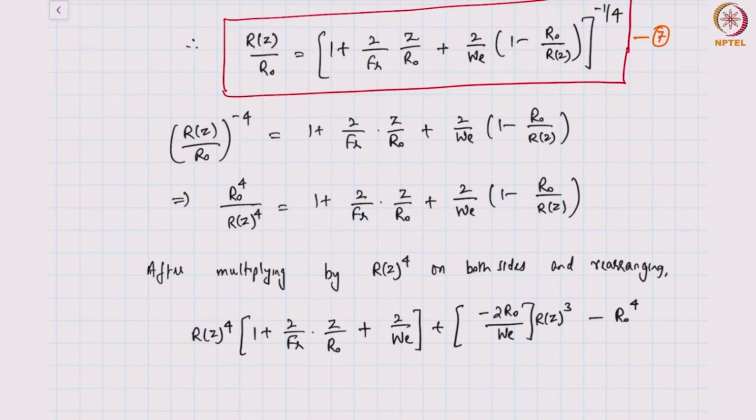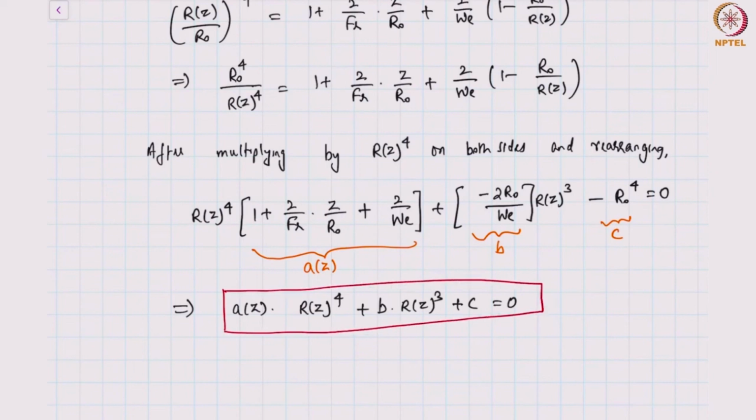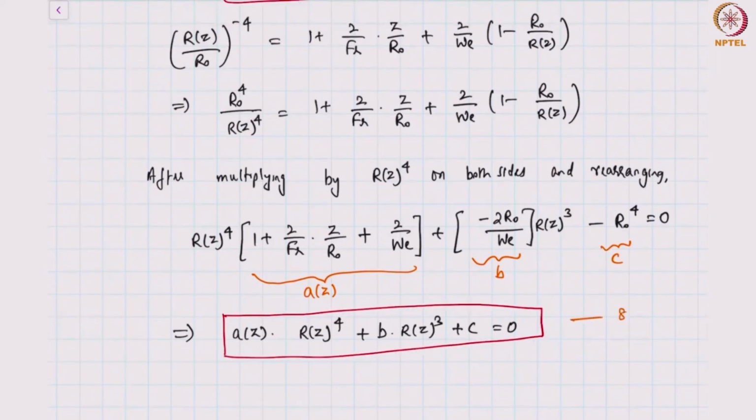So let's call this a of z, let's call it b, let's call it c, which also includes the negative sign, and this simply we get a of z times r of z power 4 plus b times r of z cube plus c is equal to 0. We get a simple quartic equation for the radius of the jet at any location.